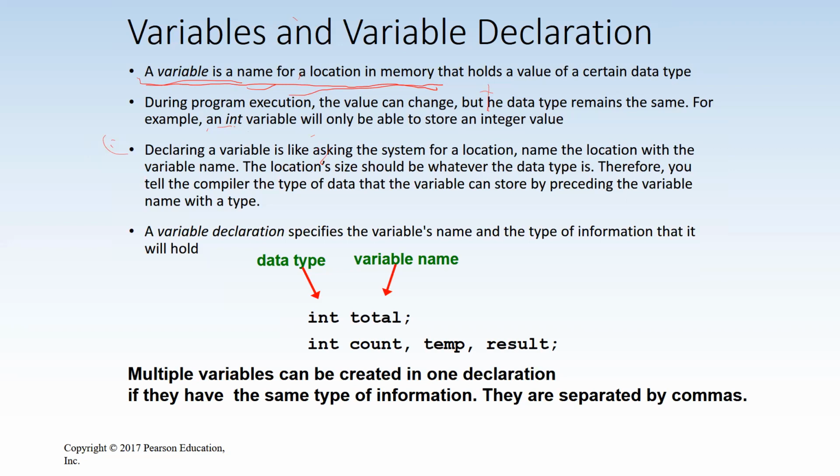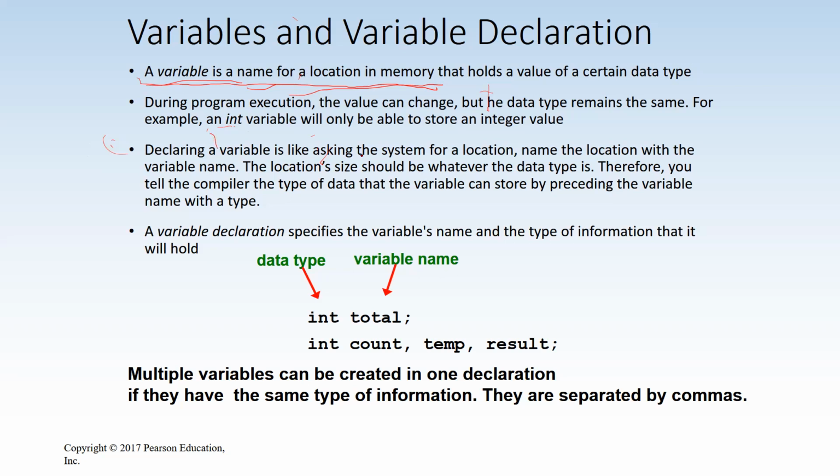A memory location has a name. That's when you declare it. You say it will only hold integer. And from then on, the integer value can change, but that integer type cannot. Okay, any questions?